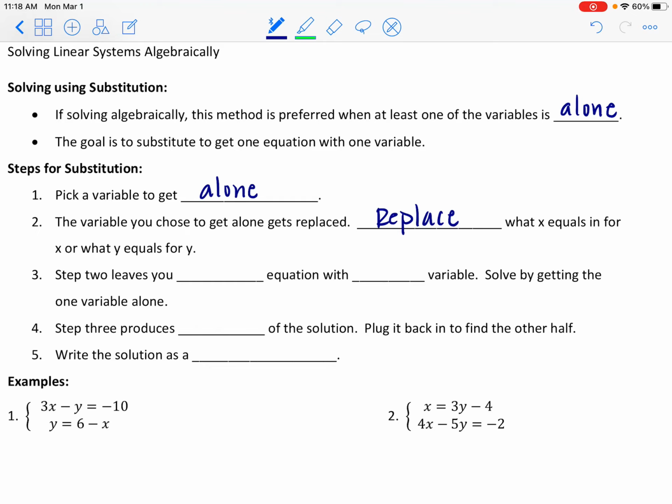When you do that, that's going to leave you one equation with one variable instead of two equations with two variables. And then you're going to solve by getting that one variable all by itself. And that's going to produce half of your solution, right? You're either going to have your x value or your y value, and then you'll just plug that back in to find the other half. And then just remember, the solution is a point where our lines cross, so we want to make sure we write that solution as a point with the x value and then the y value.